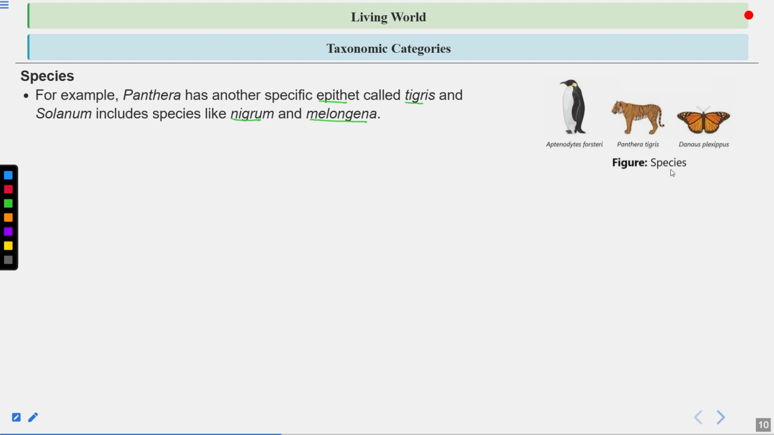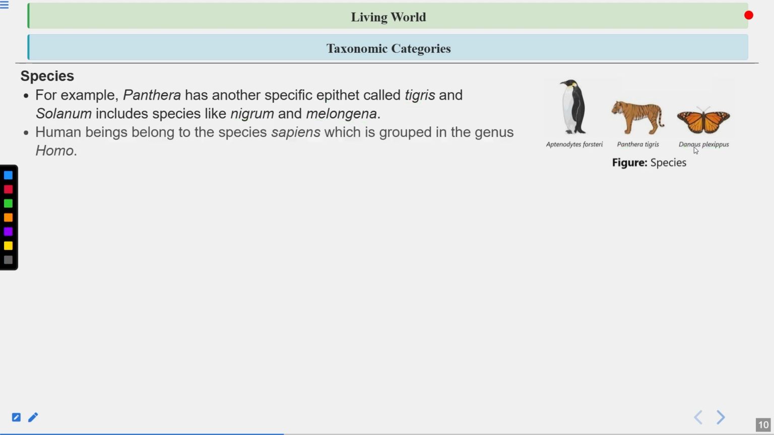Here you can see this example of species. This is a penguin, and this is a scientific name. Forsteri is a species here, tigris is a species here, and plexippus is a species here. Aptenodytes is a genus, Panthera is a genus, and Danaus is a genus. Now, human beings belong to the species sapiens, which is grouped in the genus Homo.